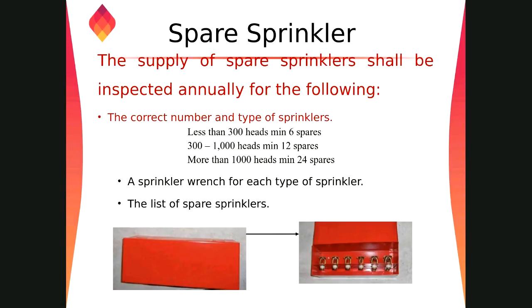And we have to look for the spare sprinklers also. If you are going to inspect the building at the site, we must keep in mind that there must be at least 6 spare sprinklers for up to 300 sprinklers. If it is between 300 to 1000, we have to keep a minimum of 12. If it is more than 1000, we have to keep a minimum of 24, with a range and each type of the sprinkler.